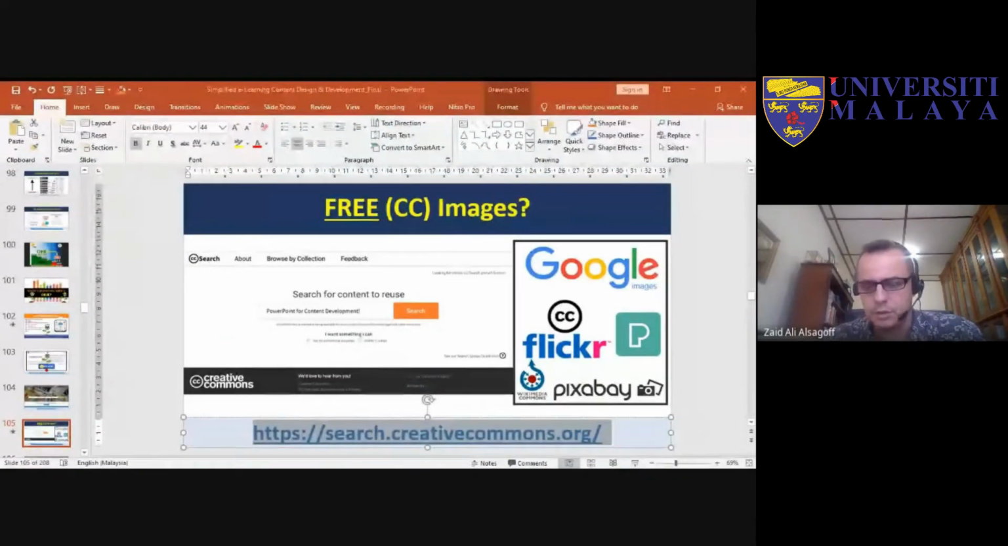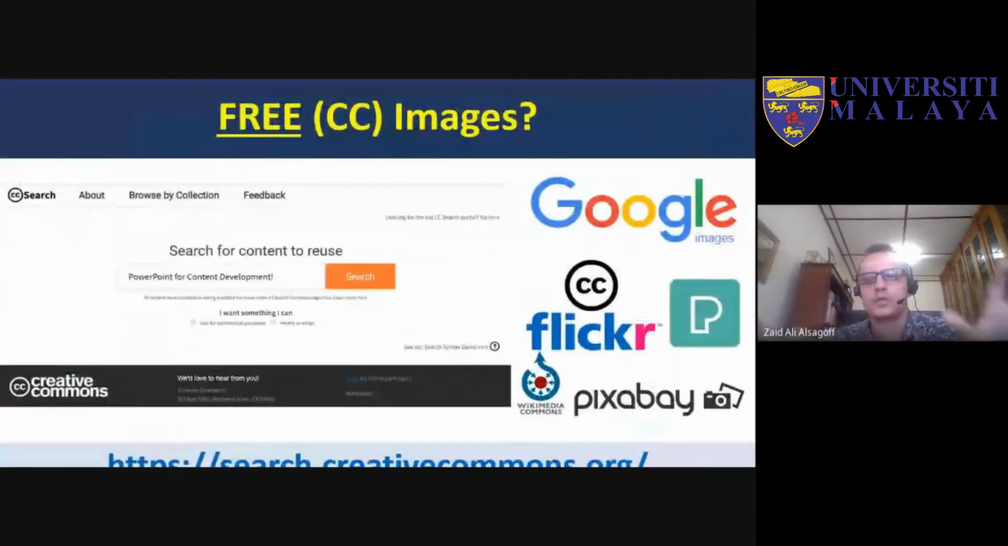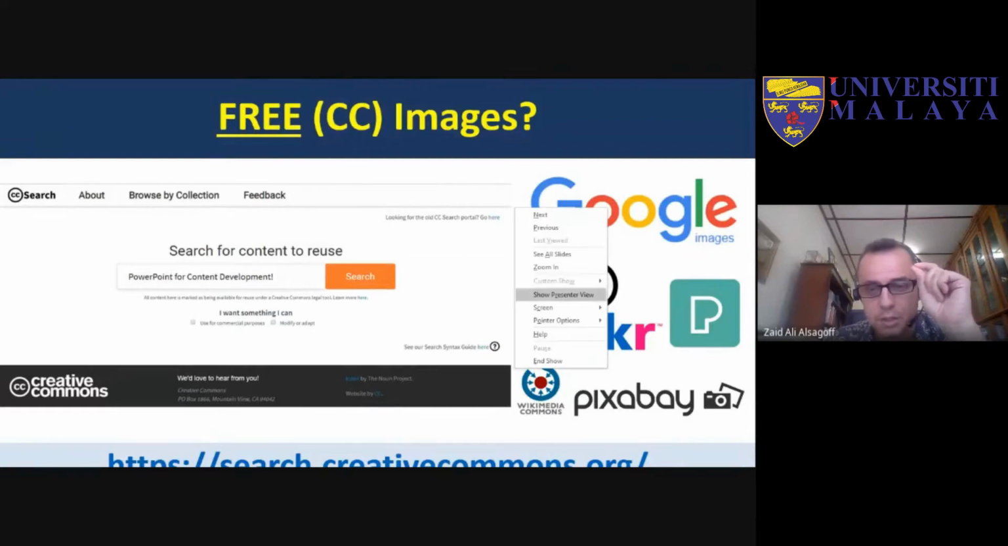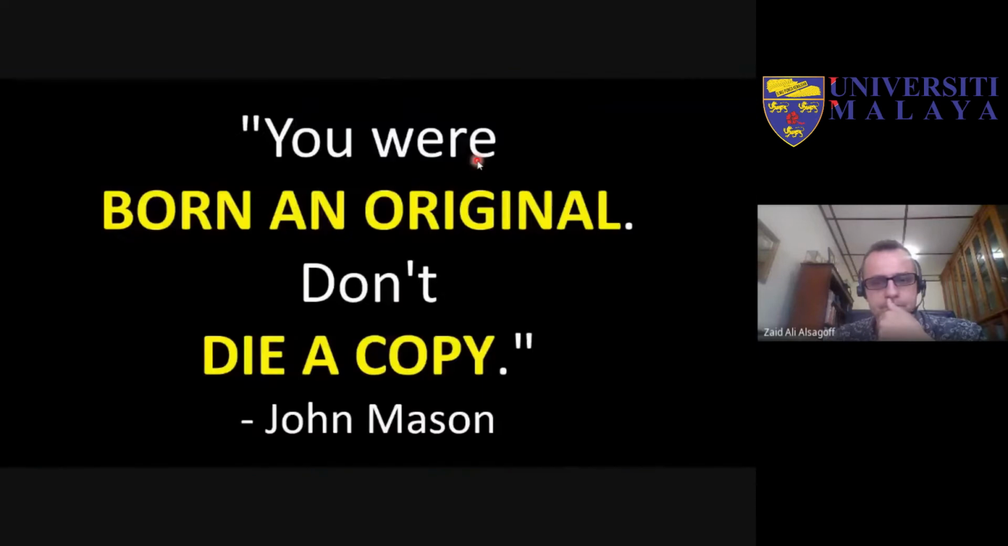Okay, this is another search. When you go here, you will have all the other search engines in this search box. Flickr, they have open education. Google also has free resources, and so on. And then you have Pixabay, and a lot of other places that you can find images. Wikimedia Commons. You can find all within this little one here. This URL can link you to all these other search engines for free images for your content. Okay, so in other words, you were born an original, don't die a copy.